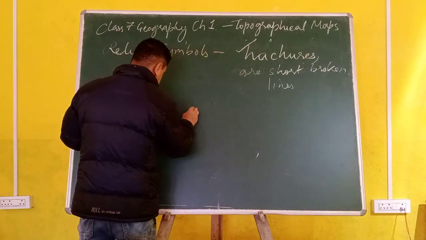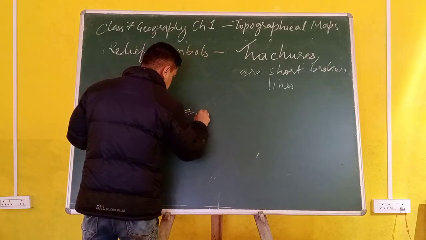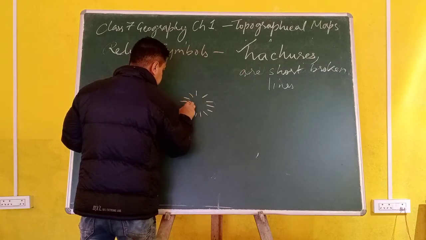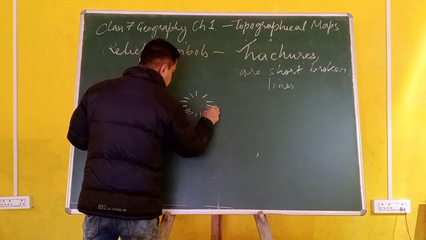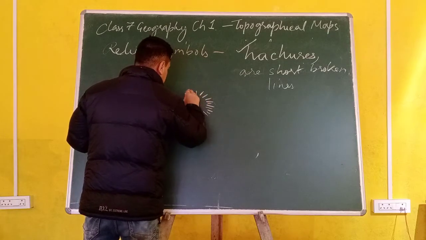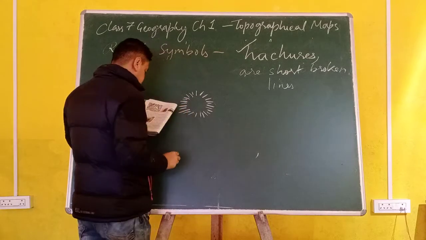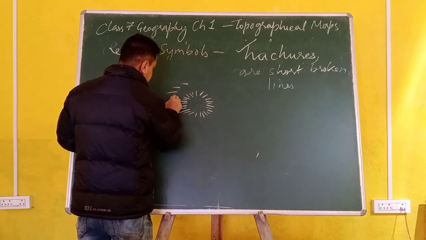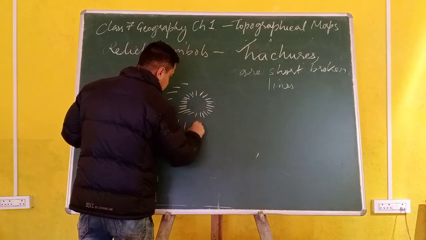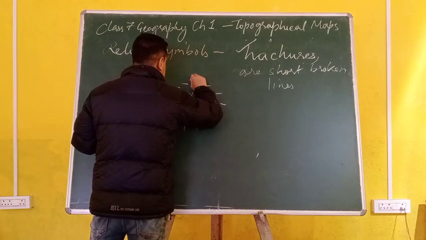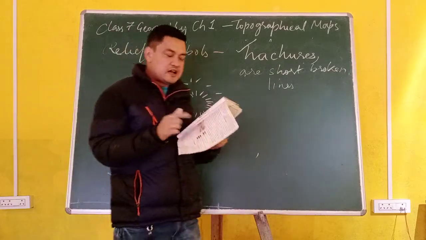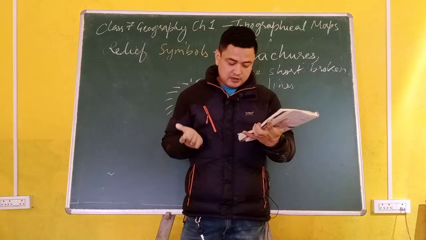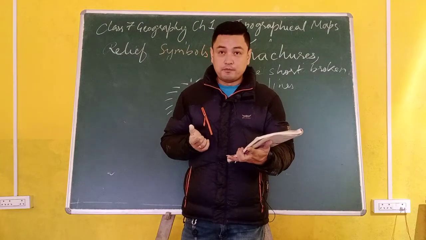So let's see. Drawn in a circular way, like this, to represent an area. Like this way all the lines are there, some close together, some far apart. Hatches are short broken lines drawn in a circular way to represent what? The direction of the slope.